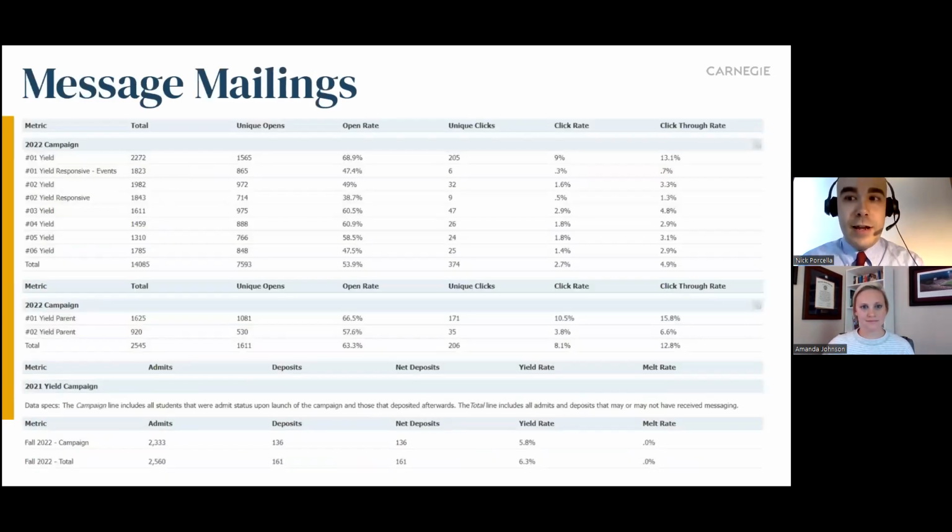Second is probably the one Amanda and I use most frequently, and this is actually a message mailings report. All the work you did at the beginning to name things and create that structure, it pays off now because it allows you to have really nice organized reports. This particular one is looking at a yield campaign. You can break down your mailings and look at their open rates, click rates. You can look at your overall net deposits within the campaign compared to your non-campaign students, yield rate, melt rate, etc. So these reports are pretty ubiquitous for the Slate optimization team. This is something we work on frequently. So again, definitely reach out if you are interested in any of these.